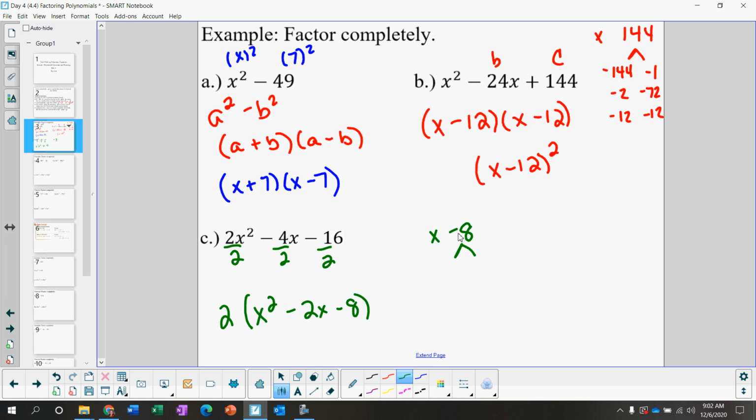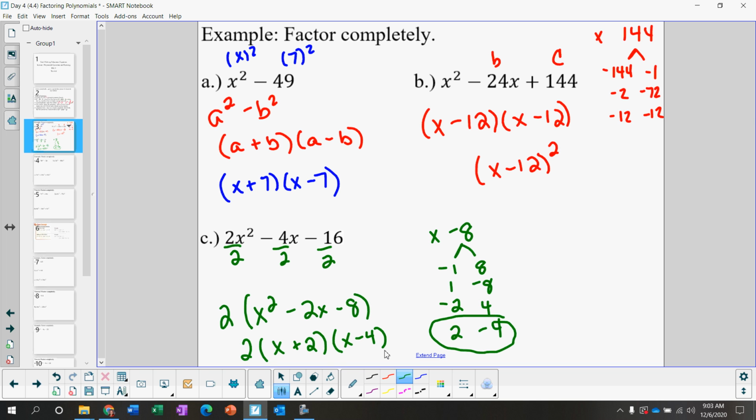So now we're multiplying to a negative, so one's positive, one's negative. So I could look at negative 1 and 8, or 1 and negative 8. So that's positive 7, negative 7. Neither one is 2. I could look at negative 2 and 4, or 2 and negative 4. This is positive 2 when I add them. This is negative 2 when I add them. So these are the numbers I'm going to use. So when I factor this, the 2 is going to still stay on the outside here. And now we're going to have x plus 2 and x minus 4.